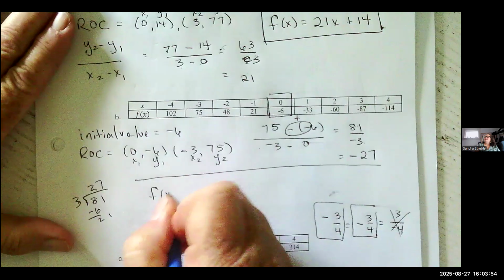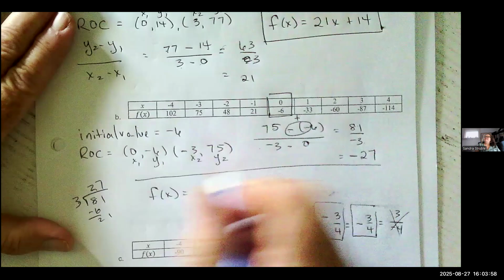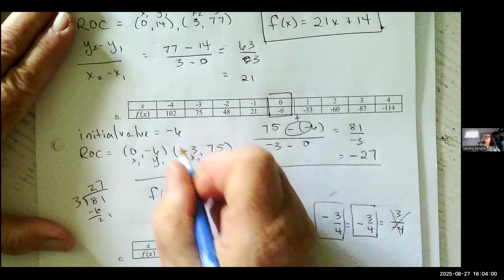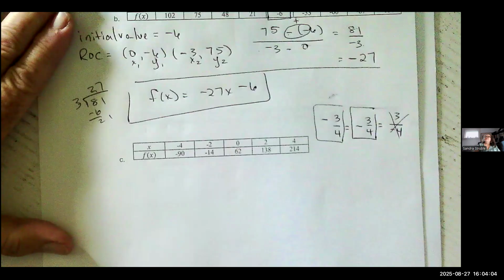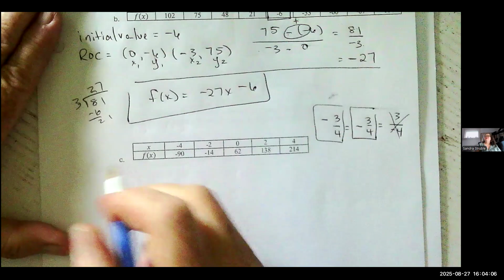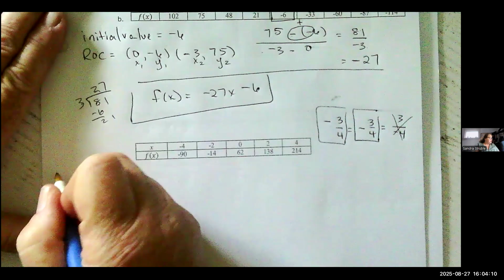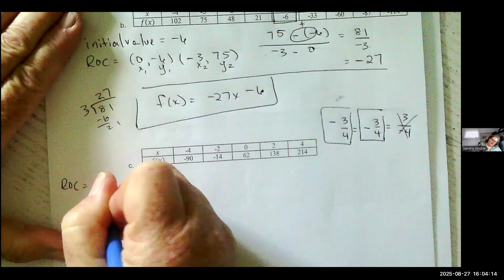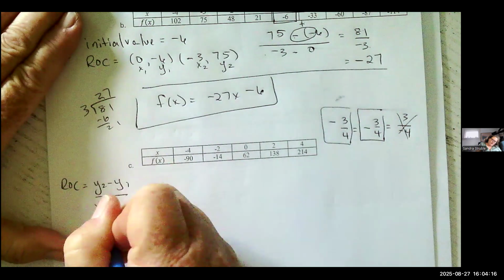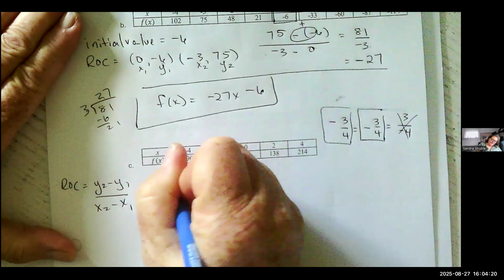F of x is equal to -27x minus 6. And then let's do this last one. I want you to pause the video and attempt this one yourself. Stop. Rate of change is y sub 2 minus y sub 1 over x sub 2 minus x sub 1. My initial value is 62.